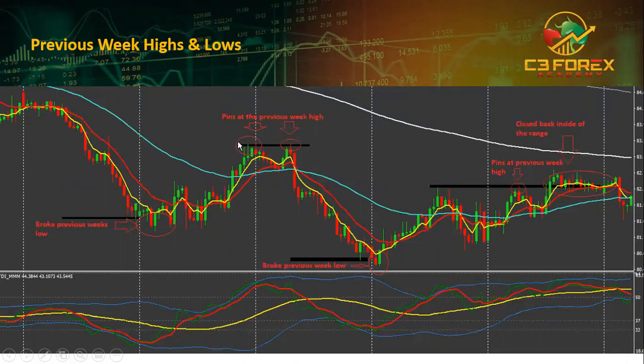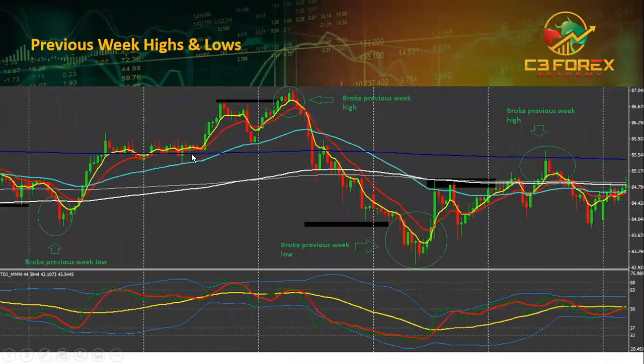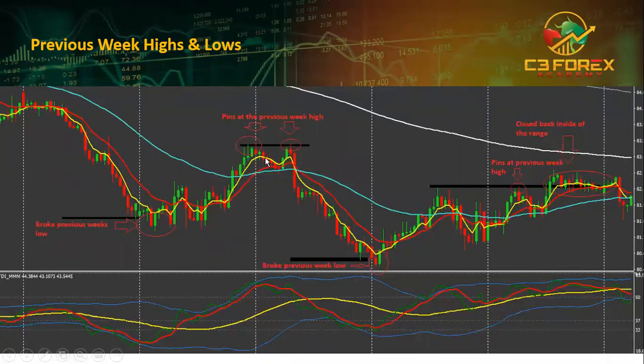You got your high of the week, got a shark fin right here. What happens? The first candle of the week breaks the high of the previous week, closes right back inside of the range. Right? Closes right back inside the range. It comes right back up, retests the previous week high, and then drops. All right.